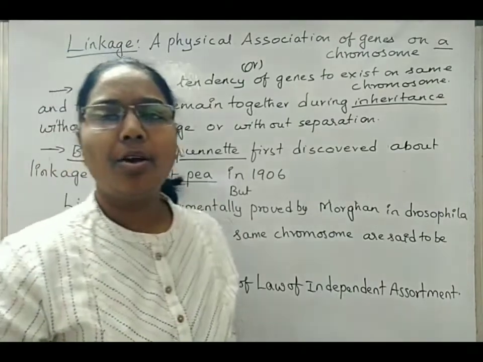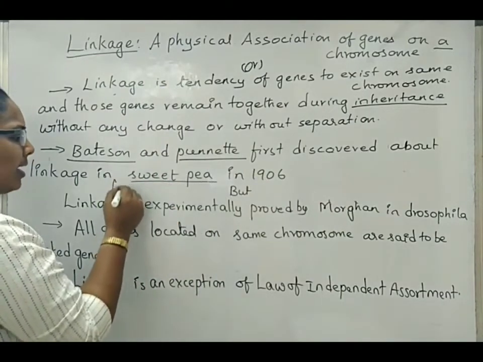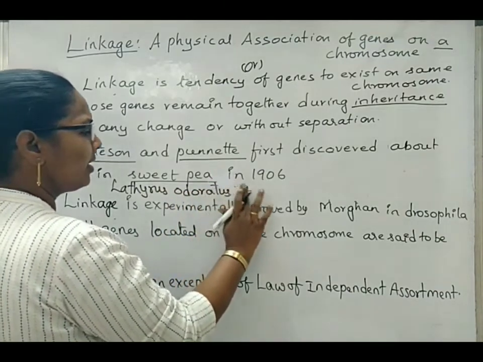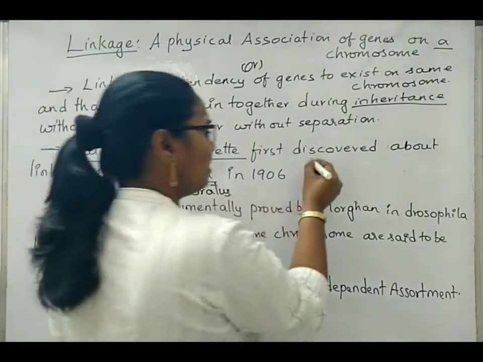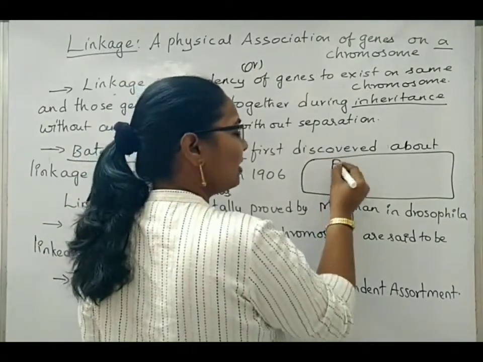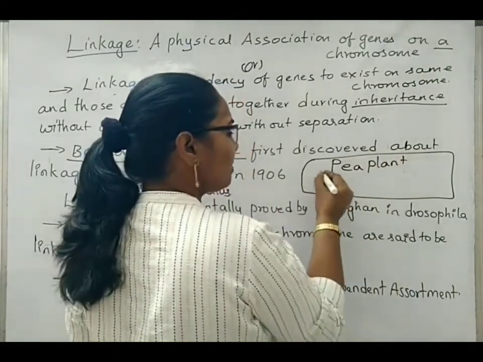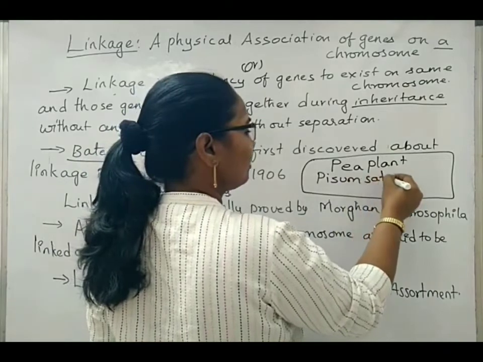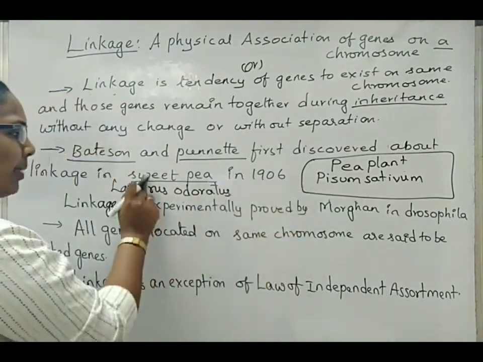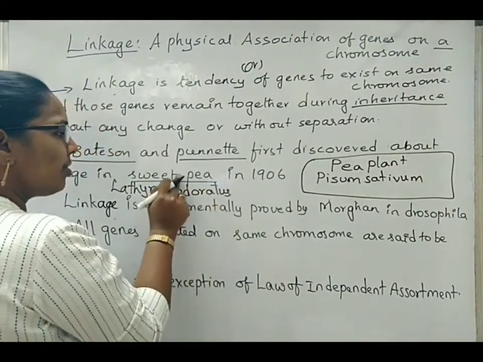They did their work on sweet pea. The sweet pea's scientific or botanical name is Lathyrus odoratus. This is different from another example that was studied by Mendel. Mendel did his work on the pea plant, whose scientific name is Pisum sativum. This is different from sweet pea. Its scientific name is Pisum sativum, but the botanical name of sweet pea is Lathyrus odoratus.